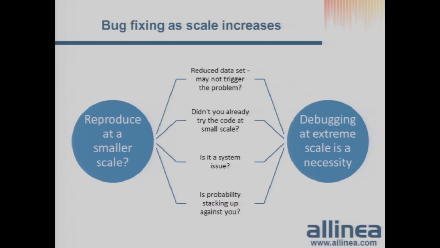So the probability may just stack up against you, such that if you just keep trying to debug something on 32 cores, you're never going to see it. And if you just try it out on a huge size, it'll happen every single time. So use some machine time, save your own time is the message. So I think that debugging at extreme scale is sometimes a necessity.